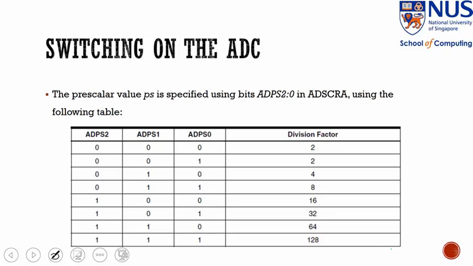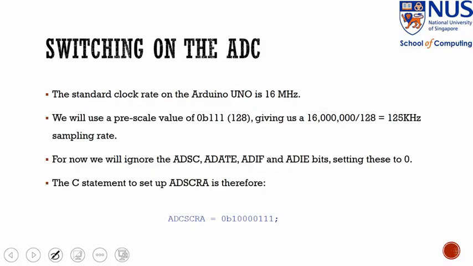For the prescaler, there are bits set aside in the ADCSRA register, bits 2 down to 0, and that gives us the possibility of selecting the appropriate prescaler or divider for our sampling. With 16 megahertz on the Arduino Uno, if I select a prescaler value of 128, that will give me a sampling rate of 125 kilohertz. So that is the setting we're going to use. The code is also shown here.